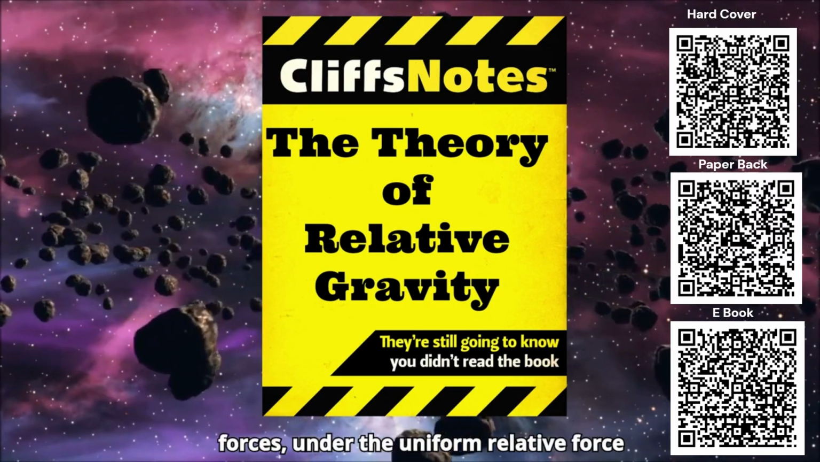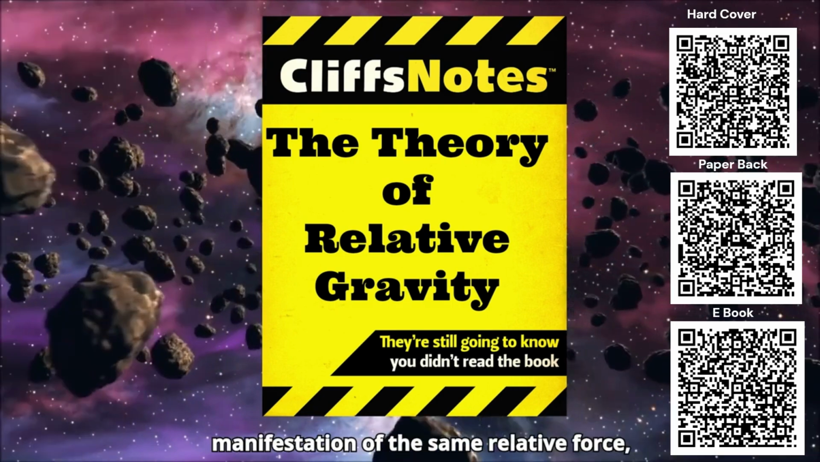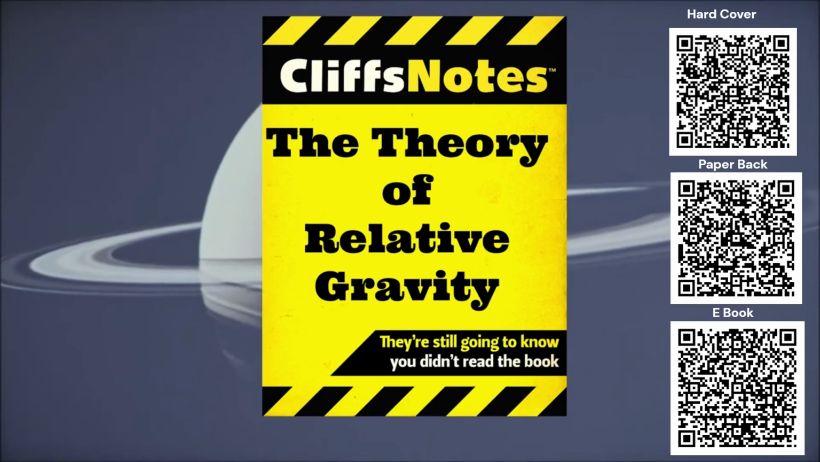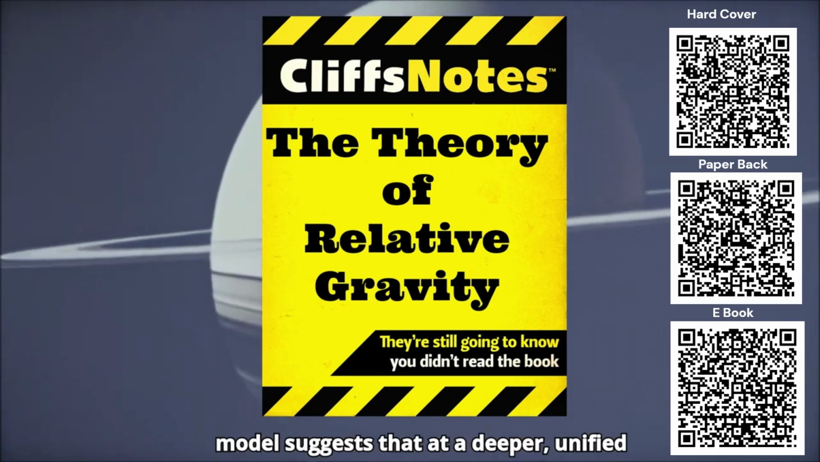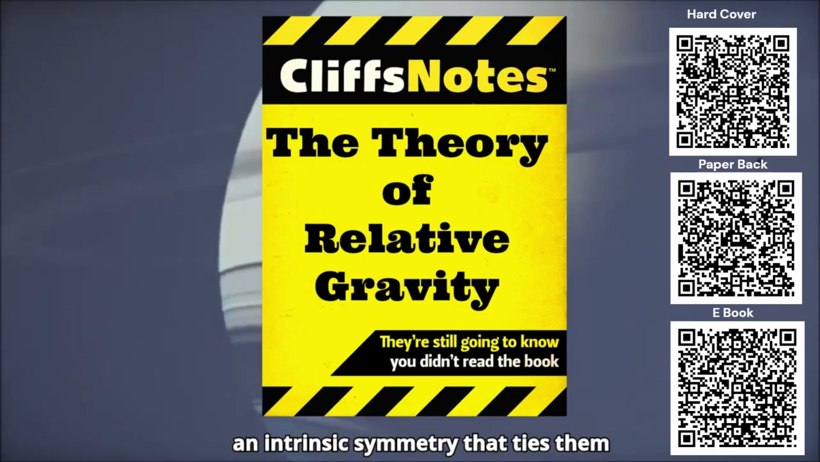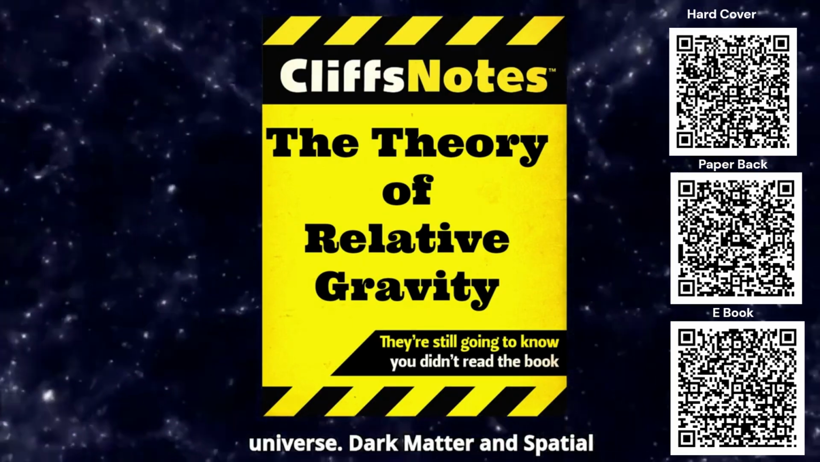Each of these forces, under the uniform relative force model, can be seen as a unique manifestation of the same relative force, which, depending on its specific context, will behave differently. However, the model suggests that at a deeper, unified level, they are interconnected and share an intrinsic symmetry that ties them together within the structure of the universe.